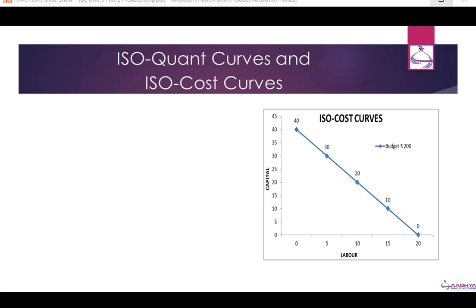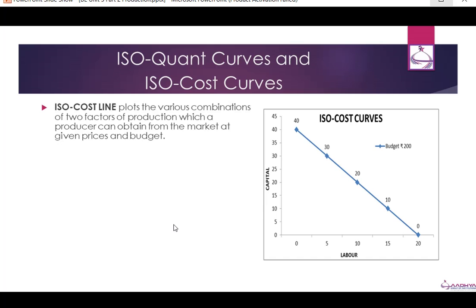Now, given the budget of the producer, how much can the producer afford to buy of any particular combination of these two inputs? So how much can he buy of capital and labor in different quantities? Okay, so we'll take a look at this. This is represented by an isocost curve. Each isocost curve represents the various combinations of two factors of production, here labor and capital, which a producer can buy from the market given his budget and the prices of those two inputs.